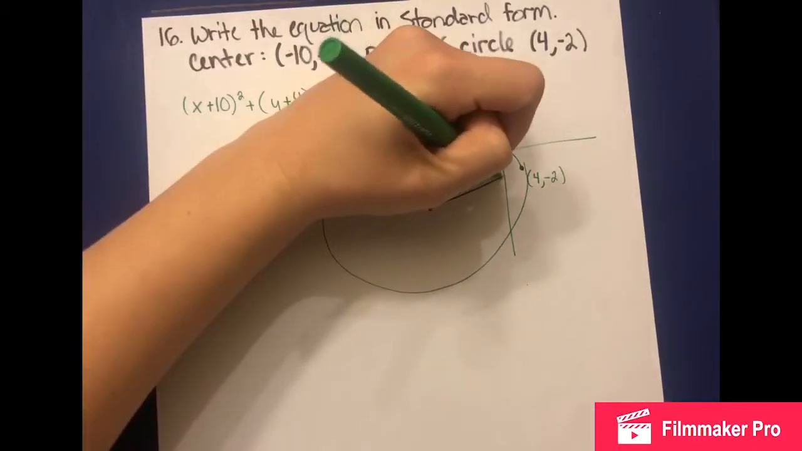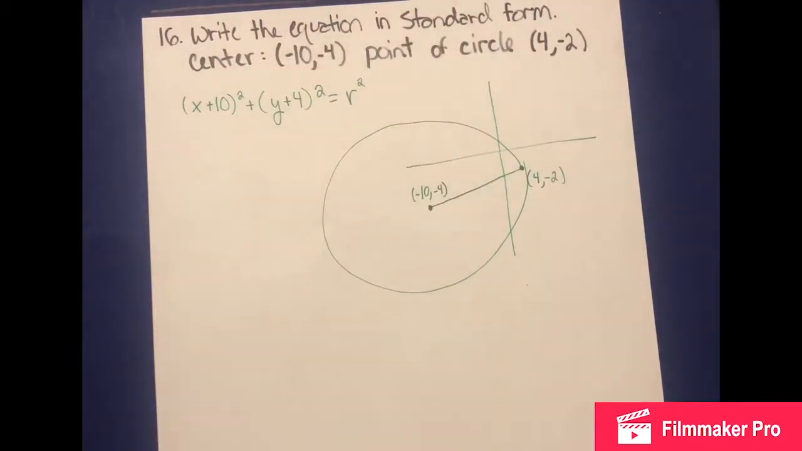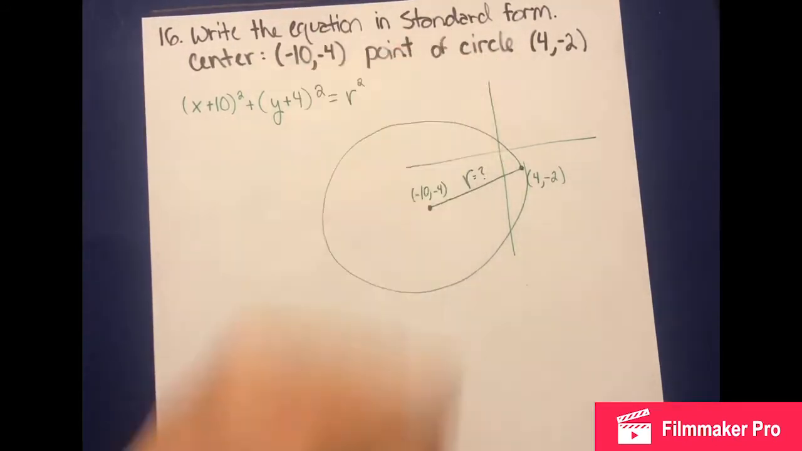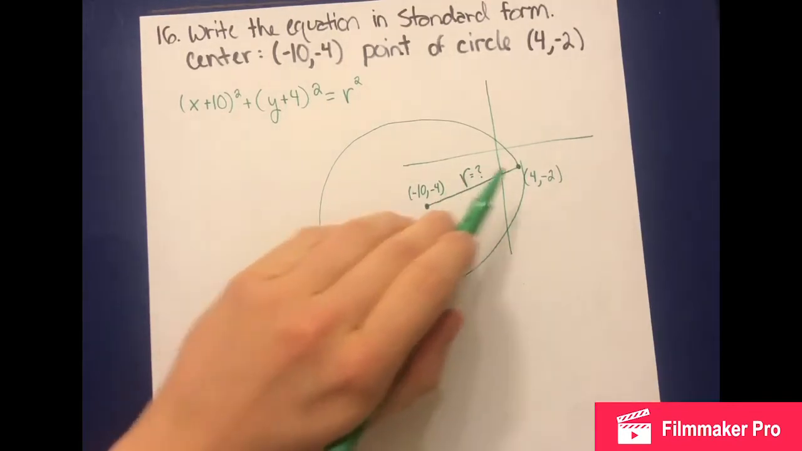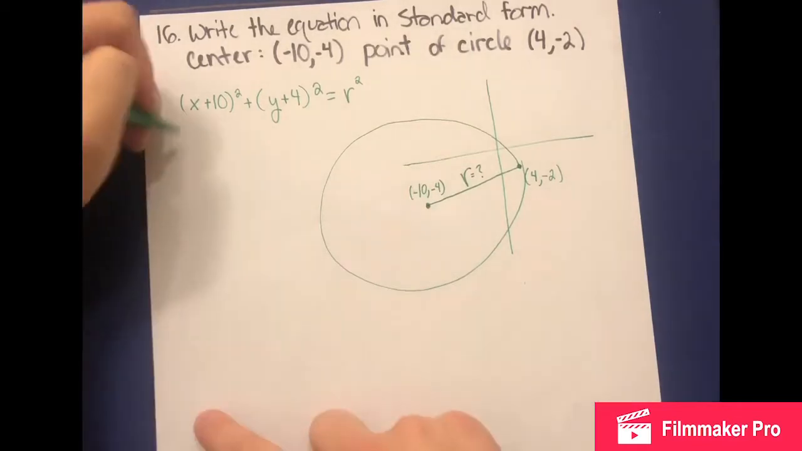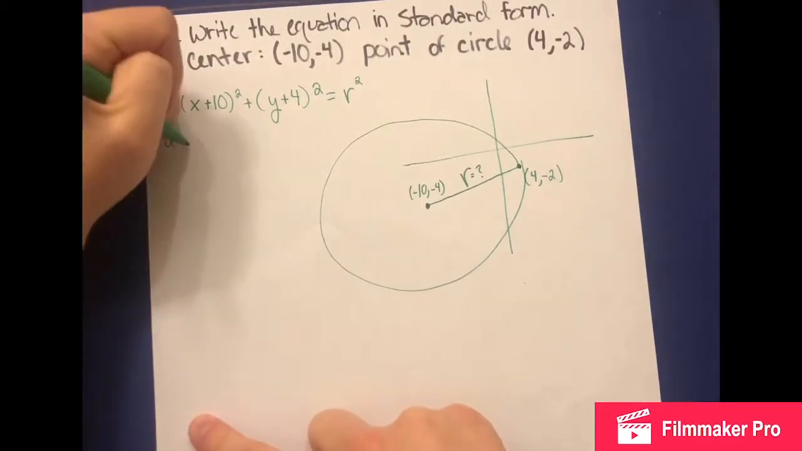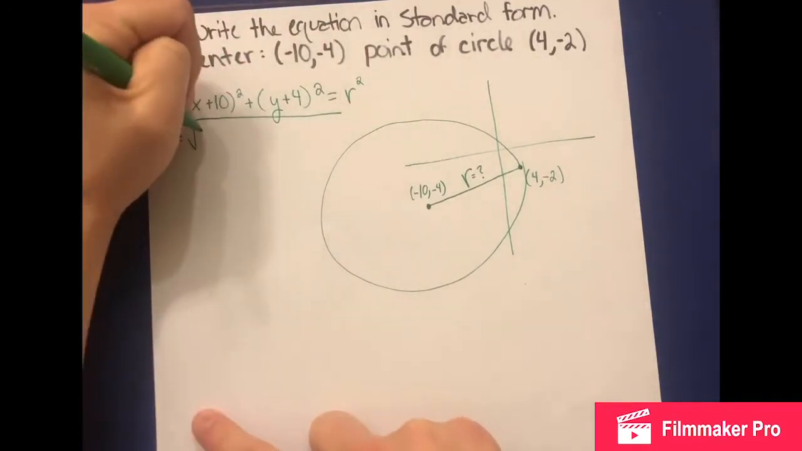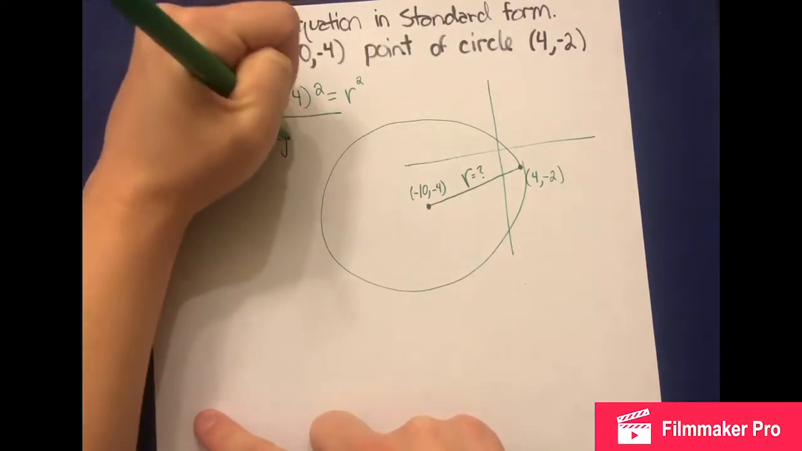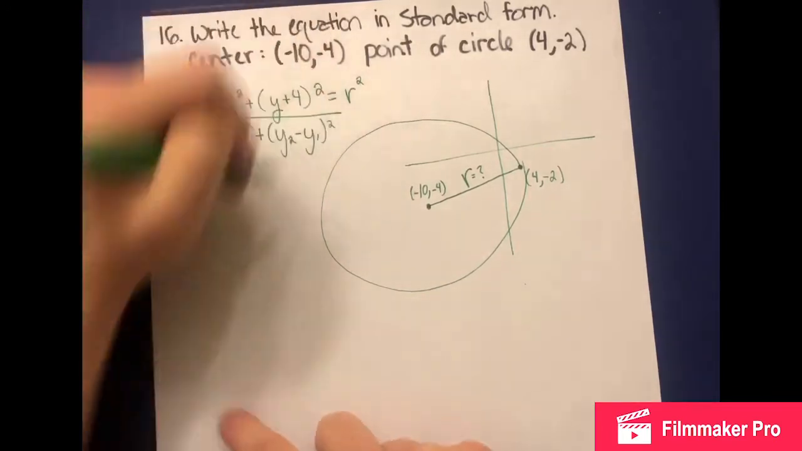Let me connect these. Looking at that, the length between them would be the radius. We just don't have it yet. So we want to find that length. There's a couple different ways to do it. I'm going to use the distance formula, because if I plug this point and this point into the distance formula, it gives me the length between them. This is a little bit of a throwback: distance equals the big square root of x2 minus x1 squared plus y2 minus y1 squared.